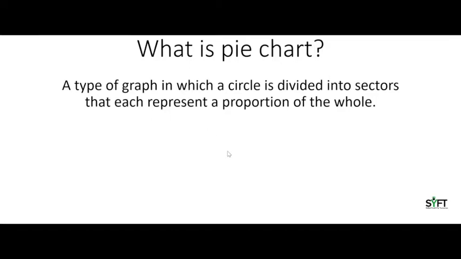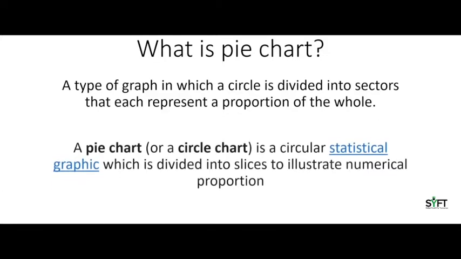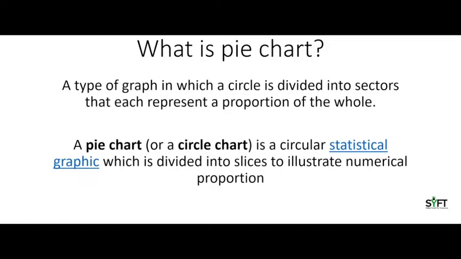So, what is a pie chart? A pie chart is a type of graph in which a circle is divided into different sectors that each represent a proportion of the whole circle. So, a pie chart or a circle chart is a circular statistical graphic which is divided into slices to illustrate numerical proportion.